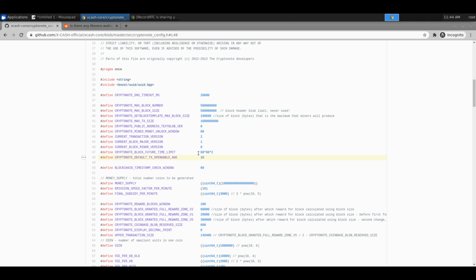And I want to explain a little bit about this, and then you'll understand. The reason this is 10 is because reorgs can happen.